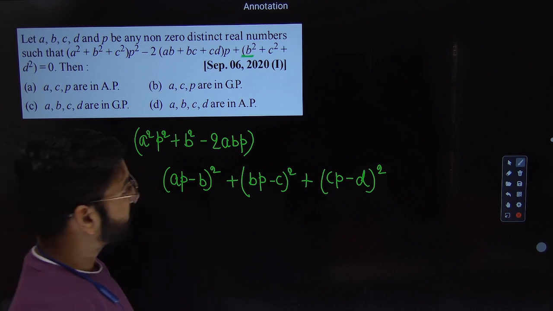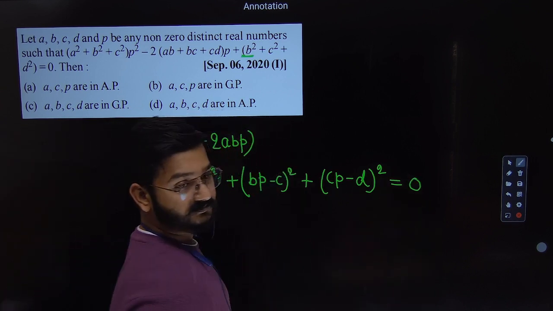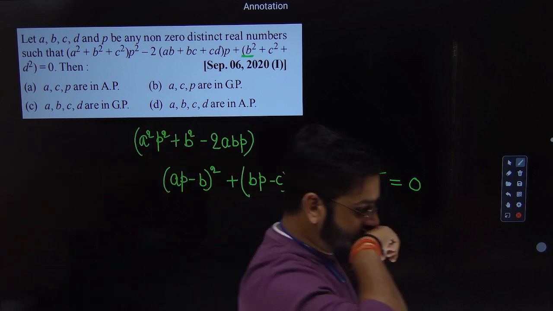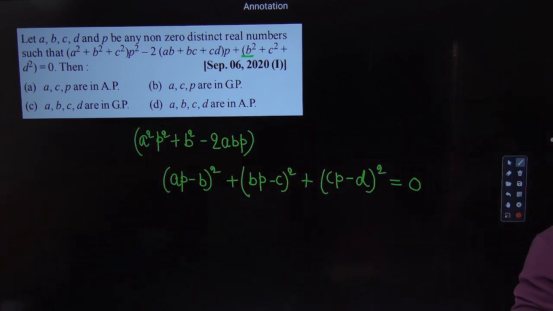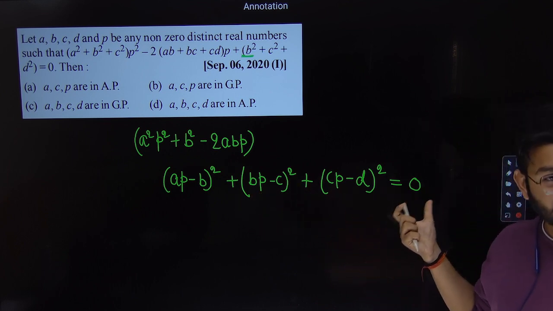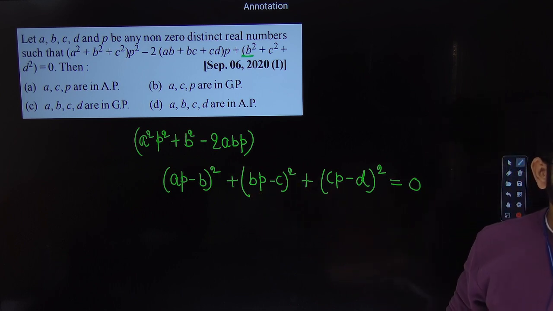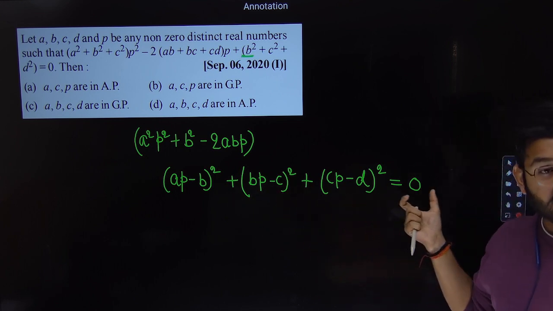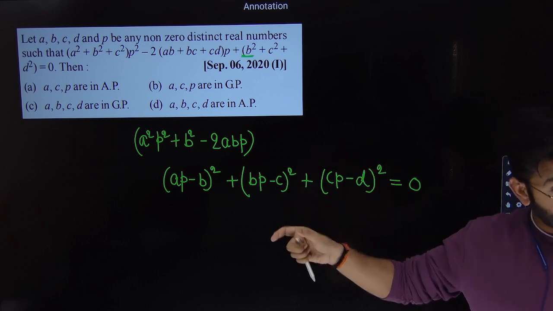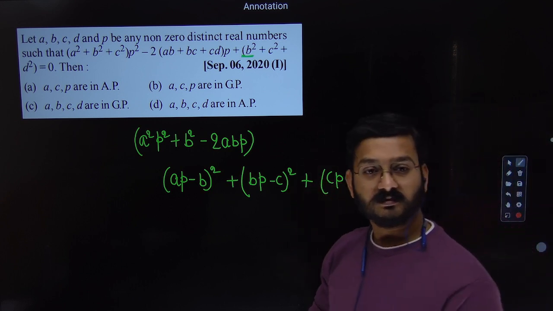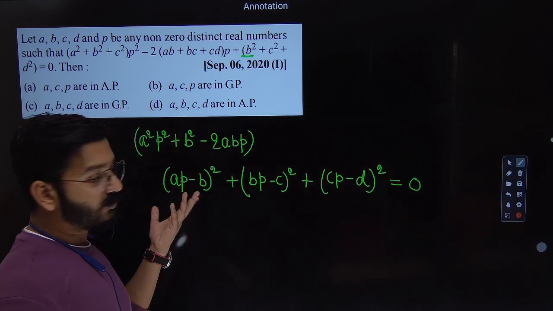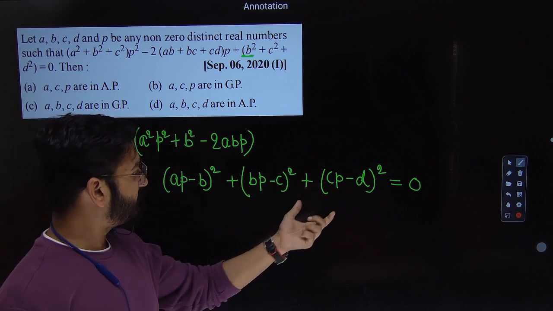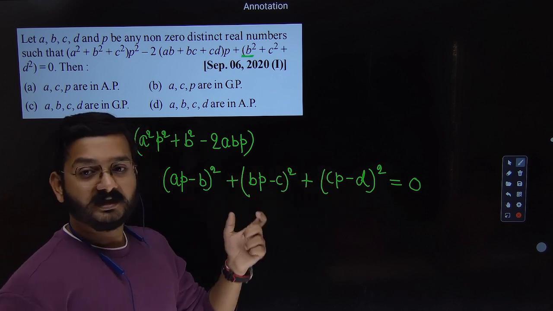So how many whole squares do we have? 3. And this is equal to what? What is the minimum value of a whole square? 0. If the sum of 3 whole squares is 0, a whole square cannot be negative. The minimum value of a whole square is 0. So if 3 whole squares sum to 0, it means individually also they have to be 0.